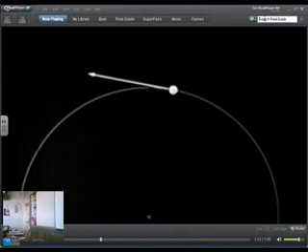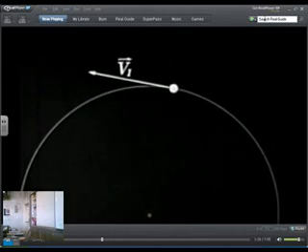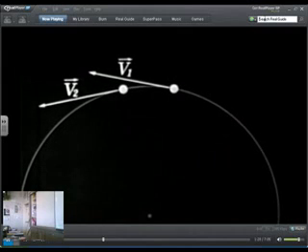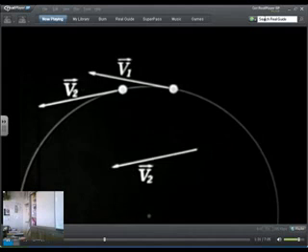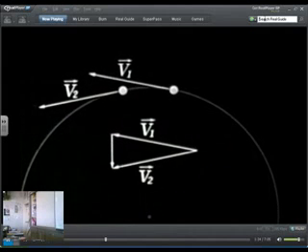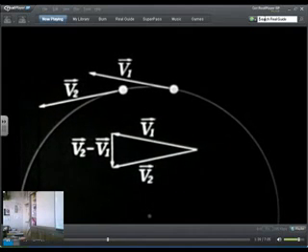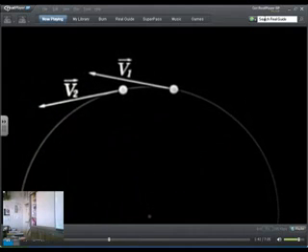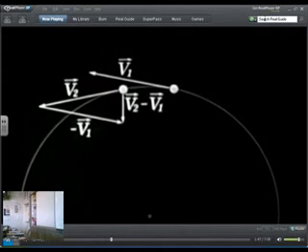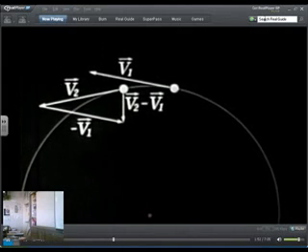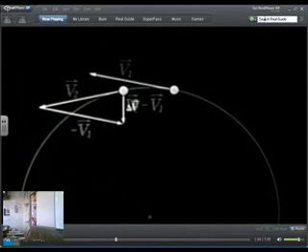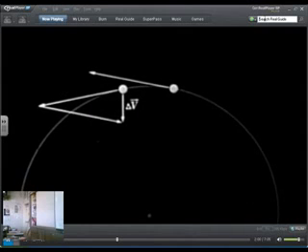In a small time interval, the vector v1 changes to v2. The difference between v2 and v1 is the vector which must be added to v1 to get v2. Another way of finding the vector representing the change of velocity is to add to v2 the negative of v1. The sum of these vectors is v2 minus v1. The change of velocity during any time interval is the vector v2 minus v1, or delta v, and is seen to point inward somewhere near the center.